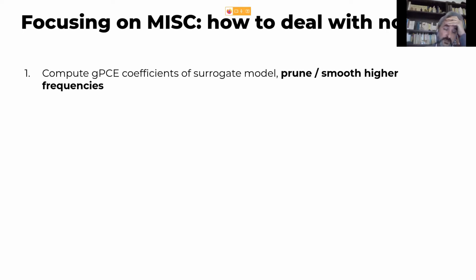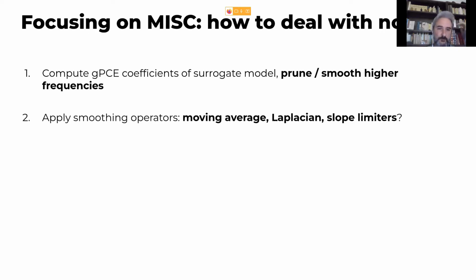So one approach that we are currently investigating, or we would like to investigate in the near future, is we could sort of smooth out this roughness on the surface. And one way to do that would be computing the polynomial chaos expansion coefficients of the response surface, and then pruning or smoothing the higher frequencies, right? You drop the higher frequencies, or you catch the trend on the lowest frequencies and then try to take the highest frequencies to where they should be.